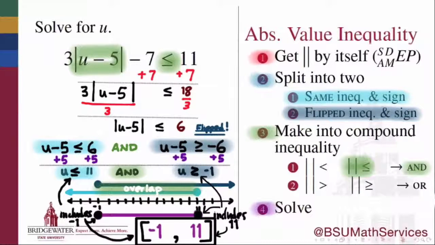If the original absolute value was bounded from above using a less than or equal to sign, your compound inequality will use an and to connect the two pieces. If instead the absolute value inequality used a greater than or equal to sign, then the compound inequality will be joined together with an or. Once your compound inequality has been written down, you can solve it and convert your answer into interval notation using what we know from the previous video about solving compound inequalities.